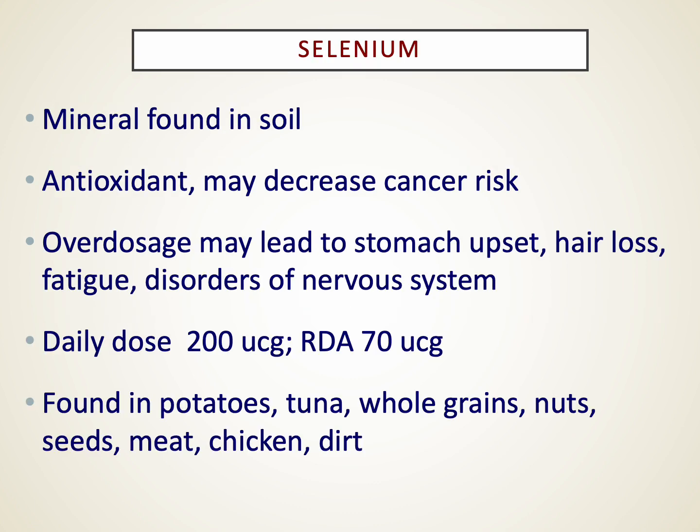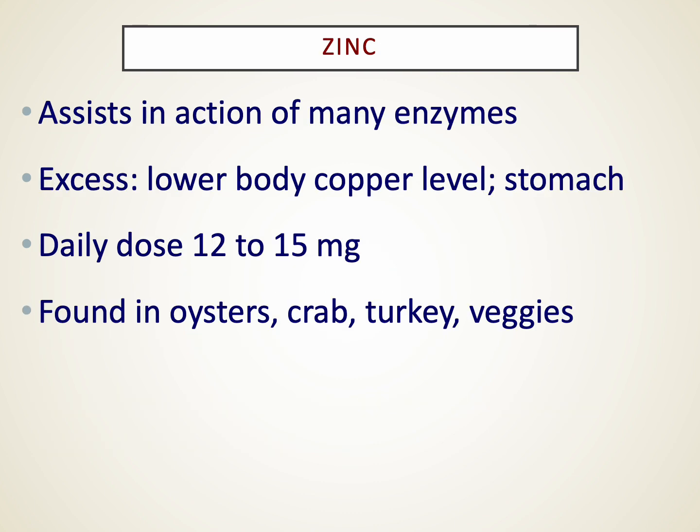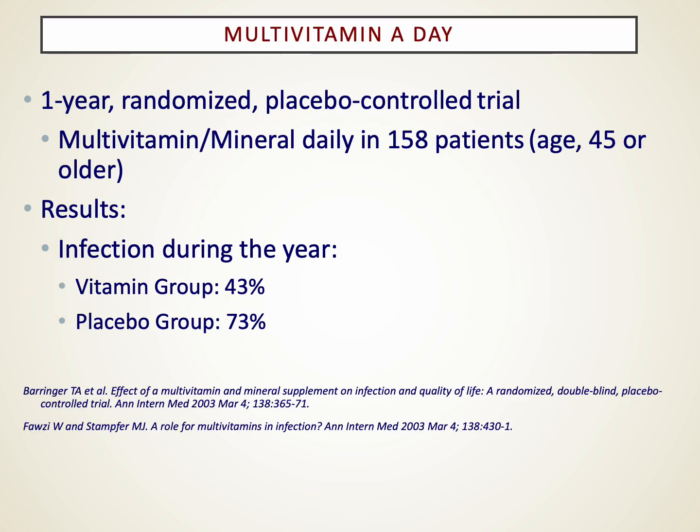Selenium is found in soil, but it's also found in lots of other foods and vegetables as an antioxidant that may be associated, among other things, with reducing cancer risk. And zinc has many enzyme functions associated with it, and it's believed to be involved in, among other things, wound healing. So you want to make sure that folks have adequate zinc in their diet as well.